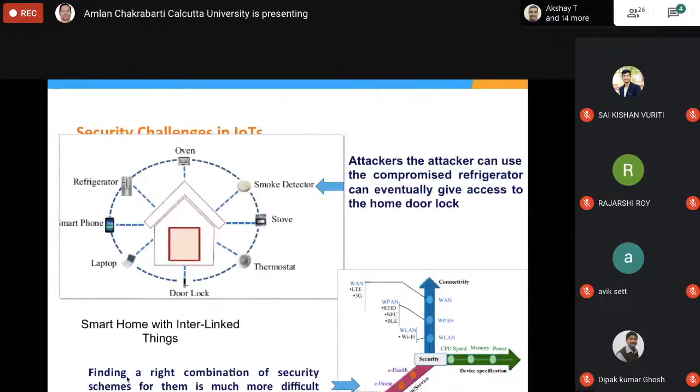So there are three axes of IoT. One is the devices. There can be different types of devices in the IoT domain. There can be different types of application services, and there can be different types of connectivities in the IoT domain, right? And each of these requires different types of security aspects.